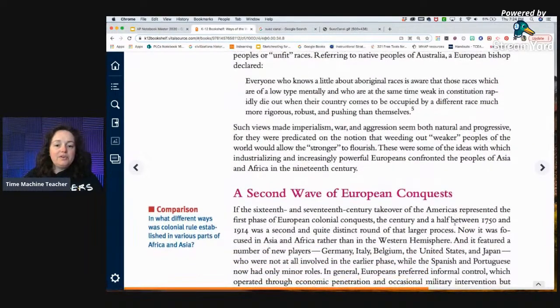Such views made imperialism, war, and aggression seem both natural and progressive, but they were predicated on the notion that weeding out weaker peoples of the world would allow the stronger to flourish. These were some of the ideas with which an industrializing and increasingly powerful Europe confronted the people of Asia and Africa in the 19th century. So put down something about how this belief that the stronger would rule the weaker came from industrializing and the power that the Europeans had.